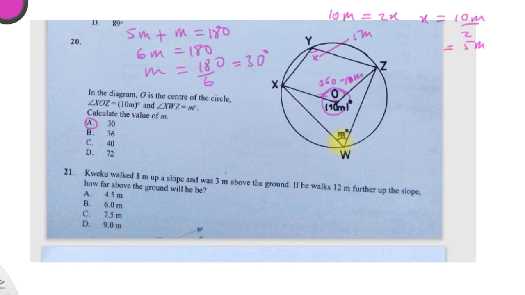So what can we say? The angle at the center, which is 360 minus 10m, is 2 times the angle formed by the same arc on the circumference, which is 2m. So we have 360 degrees equal to 12m, which implies that m is equal to 360 over 12. 12 goes into 36 three times, so we get 30 degrees. So we are getting the same answer.